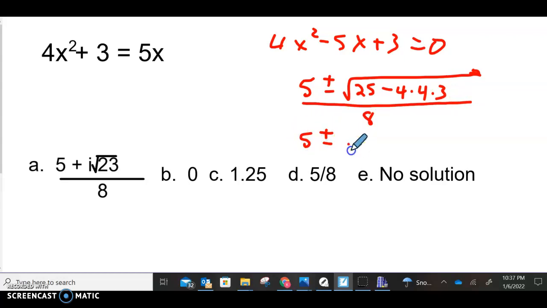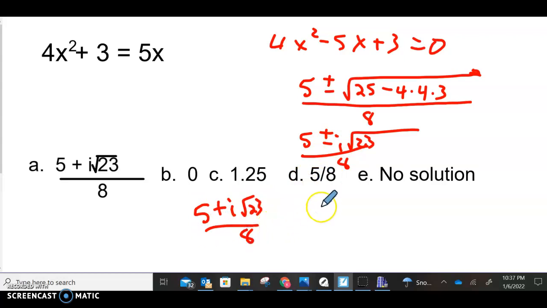So I have 5 plus or minus the square root of 25 minus 48, which is negative 23. So i square root of 23 all over 8. Most people will circle A, but it's 5 plus or minus i square root of 23 over 8. Okay, so it's 5 plus i square root of 23 over 8, and it's 5 minus i square root of 23 over 8. Those are my two answers.